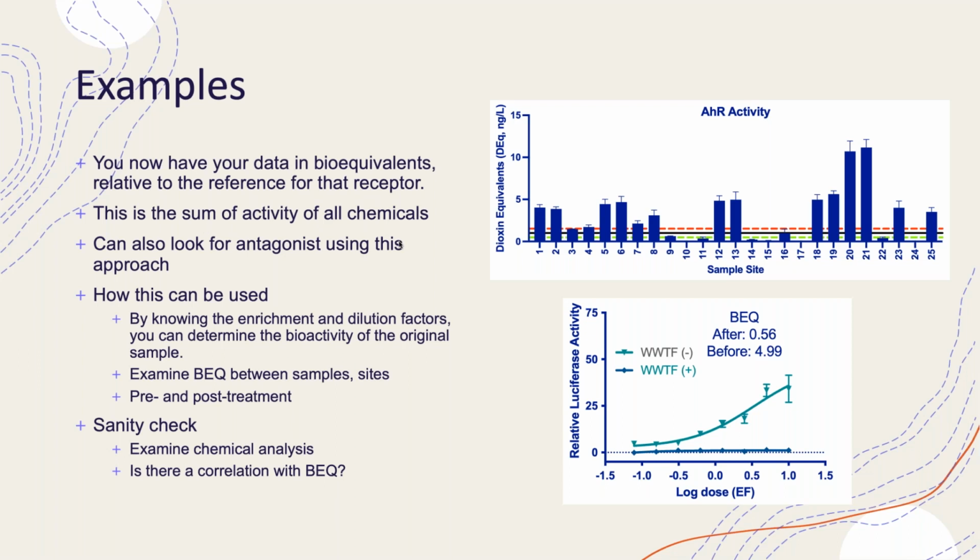have. And so shown to the right here, for example, are 25 different water samples that have gone through this extraction procedure. And now we can look at the amount of activity towards this receptor in dioxin equivalents, and start to compare which sites have the highest activity, have the highest potential for toxicity.